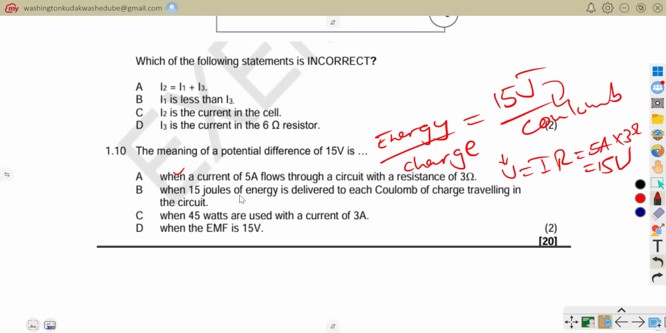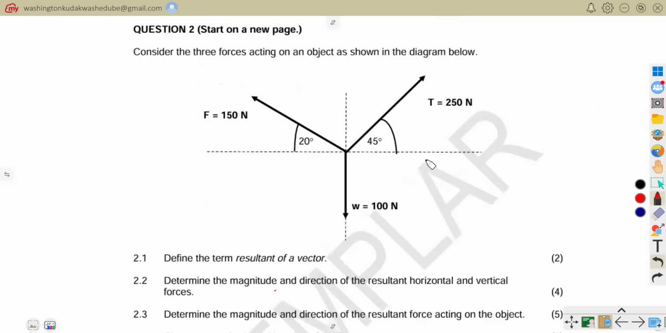When 15 joules of energy is delivered to each coulomb of charge traveling in the circuit, this is the correct answer. Where 15 joules of energy is delivered per each coulomb of charge traveling in the circuit. That is what we are looking for. Now let's go to our open-ended questions. So now we are doing question number 2. We have now started open-ended questions.